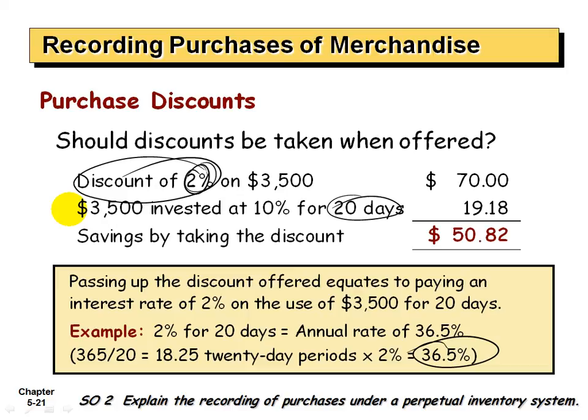Well, right here, 2% every 20 days by taking this purchase discount and paying off your bill just 20 days earlier, right? Remember the 2/10? You're paying it off within 10 days. Otherwise, you have to wait another 20 days and pay it within 30 days. Just by paying off early 20 days, you're earning this annual rate here. So take it.